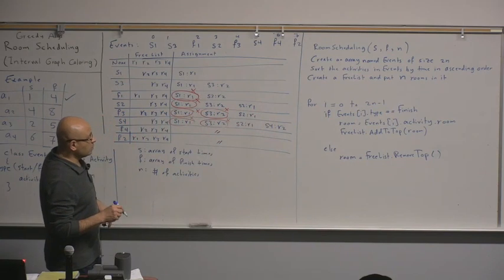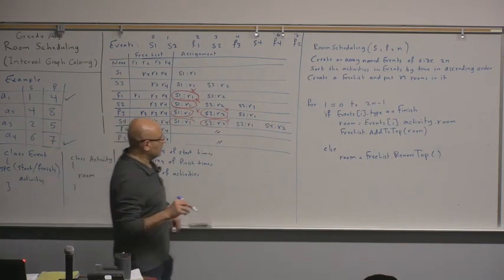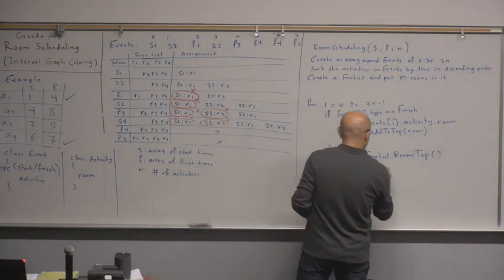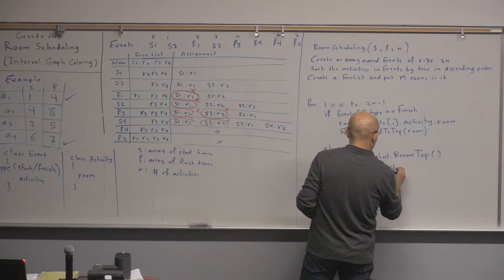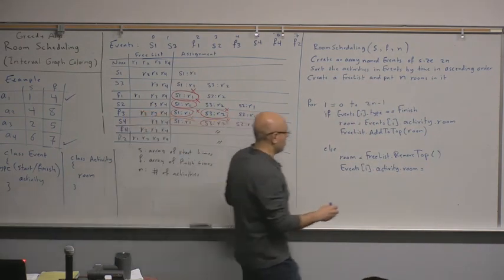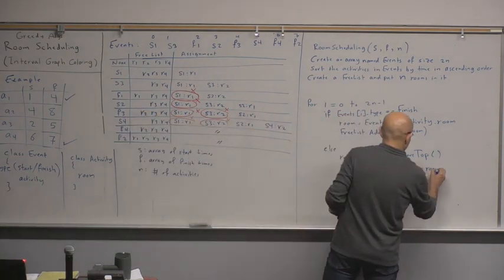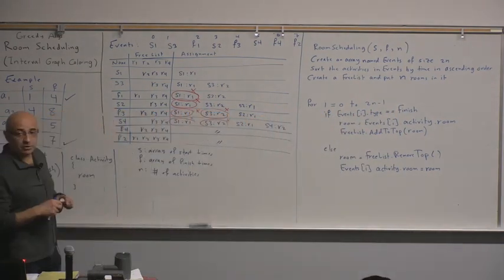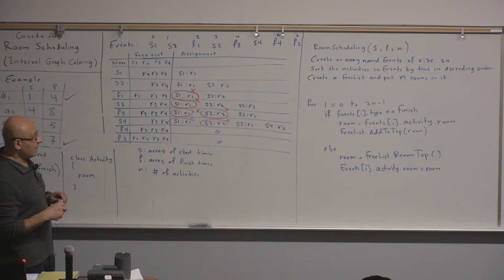Now what do we do with this room? We assign it to this event. So we say events of i dot activity dot room equals this room. So we are assigning this room to this activity. Okay?